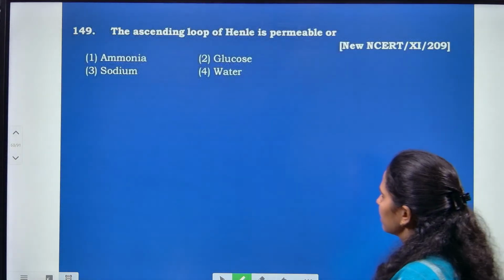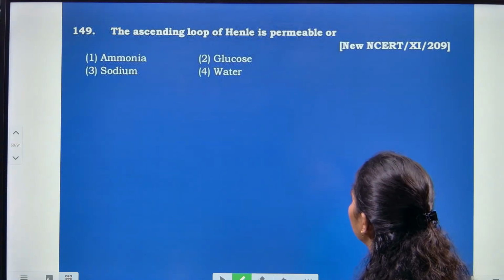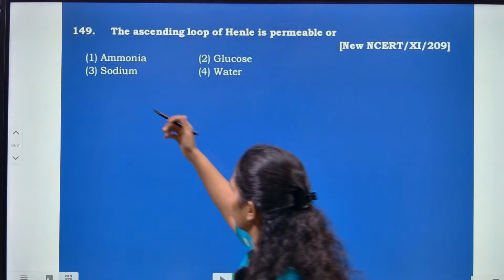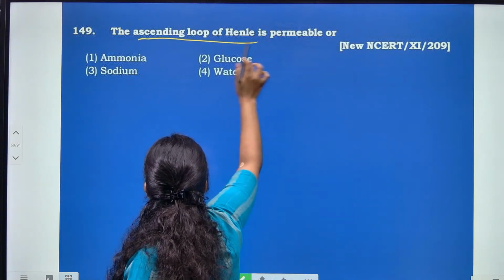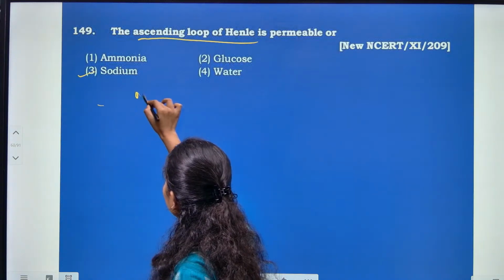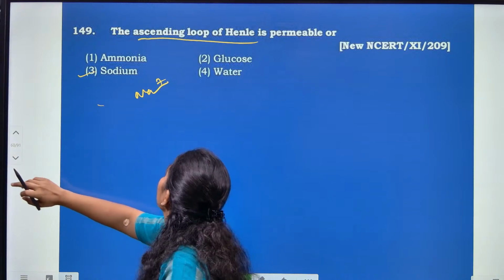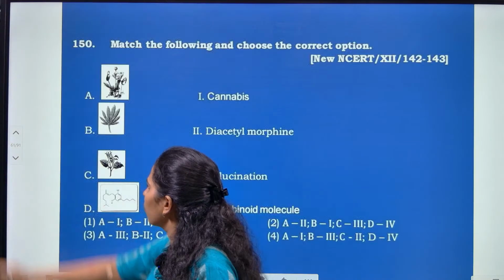Okay, yes. The ascending limb of the loop of Henle is permeable to, it is a direct question again. Yes, the ascending limb of Henle's loop is permeable to sodium here, that is Na+ ions. Okay, direct question. It is not to ammonia, not to glucose, not to water here.